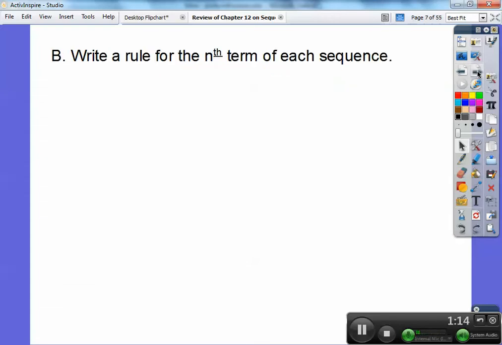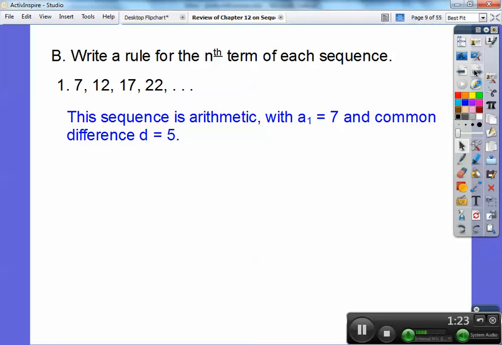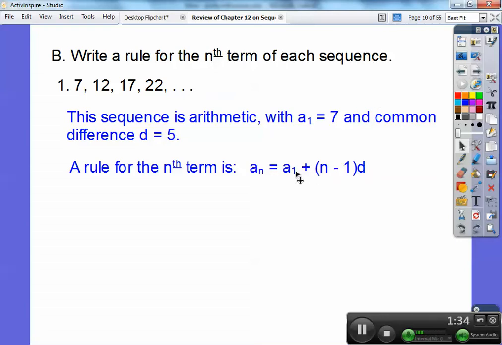Okay, write a rule for the nth term of each sequence. Okay, here's one. Looks like this one's going up plus 5, plus 5, plus 5. So this one's an arithmetic sequence, where the first term is this guy right here, and your common difference, which is d, is 5, because it's going plus 5, plus 5, plus 5. So a rule for the nth term is this formula, your first term, and then plus n minus 1 times d. So here's my first term, plus n minus 1 times 5. 5 is d, and then distribute the 5 through, and then combine like terms, and there's your answer right there.